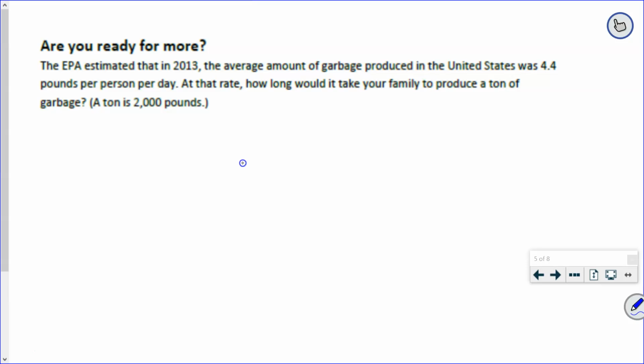I like this one, but again, it's not one that we can answer right now here in class. The EPA estimates that in 2013, the average amount of garbage produced in the United States was 4.4 pounds per person per day. 4.4 pounds of garbage that you produce each day. What do you think about that? At that rate, how long would it take your family, think about how many members are in your family, to produce a ton of garbage? A ton is 2,000 pounds. But we don't have time for that. Let's summarize.